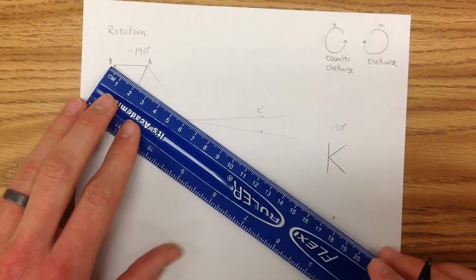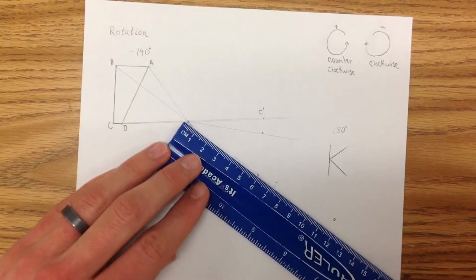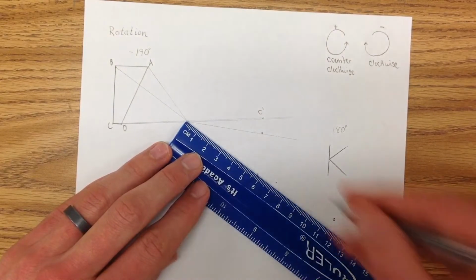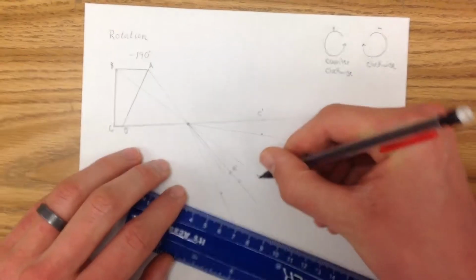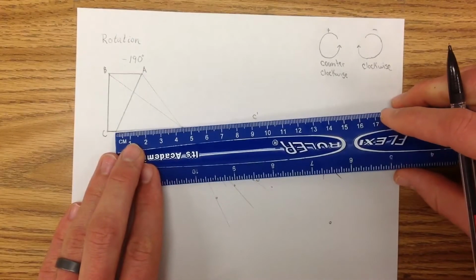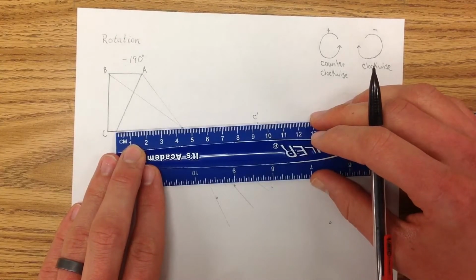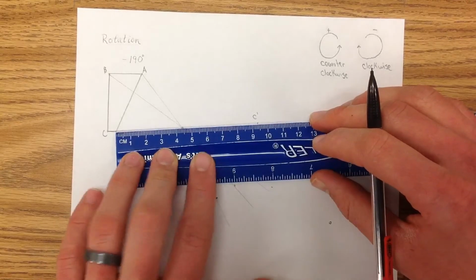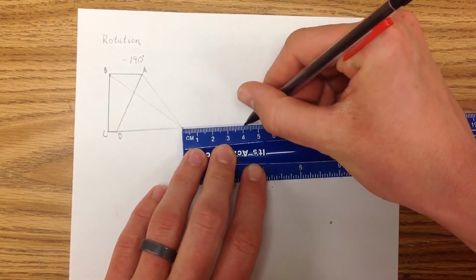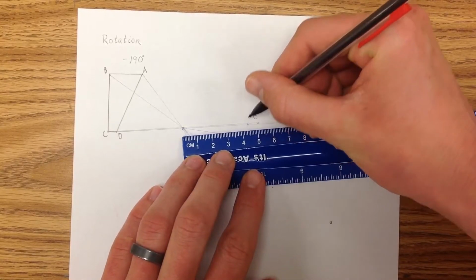Oh, I forgot to label this. That's my B prime. And then D. It looks like it's at 4.3, 4.35. So go here. 4.35. Right on there.